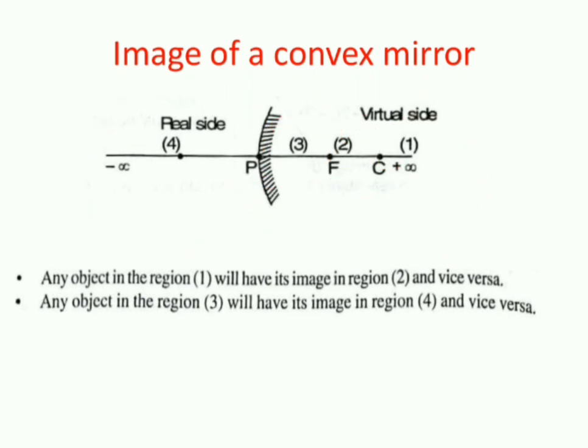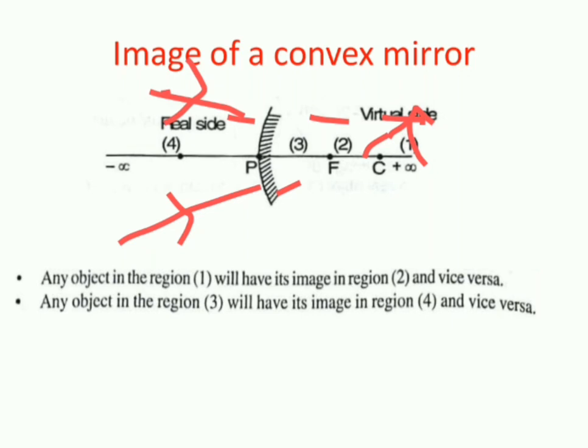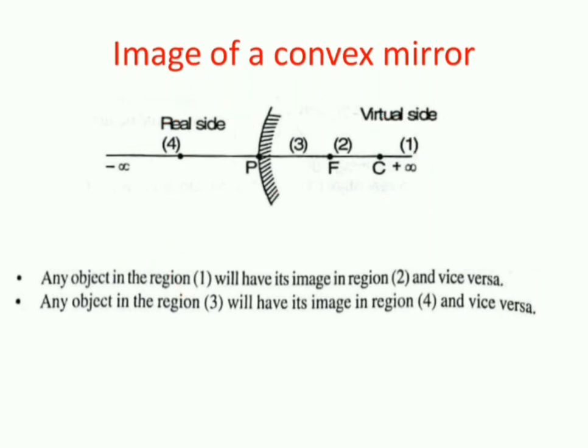See, any object in region 1 will have an image in region 2. If object is in region 1, it must be a virtual object behind the mirror. If I keep an object here, we cannot keep an object here. If you consider the rays coming from somewhere, a converging beam of light, it becomes a virtual image. So if object is in region 1, image will be formed in region 2 and vice versa. So if this is a virtual object in the first region, we get a virtual image in region 2. Okay, this is where you get the image, and vice versa.